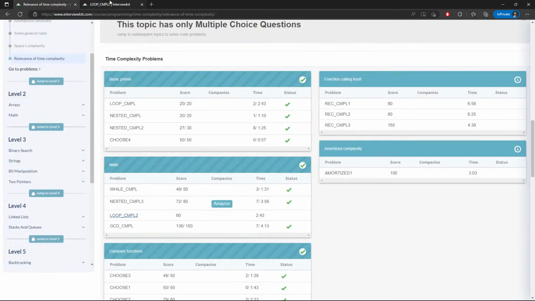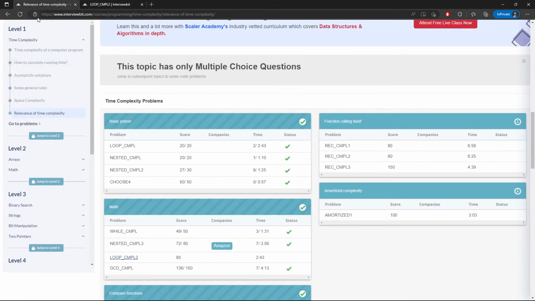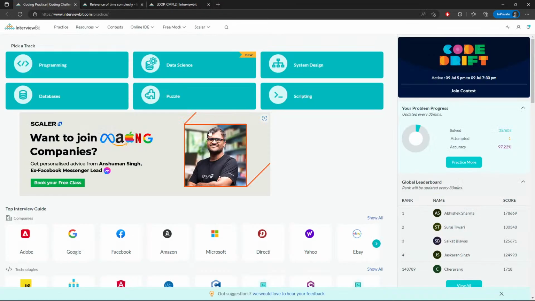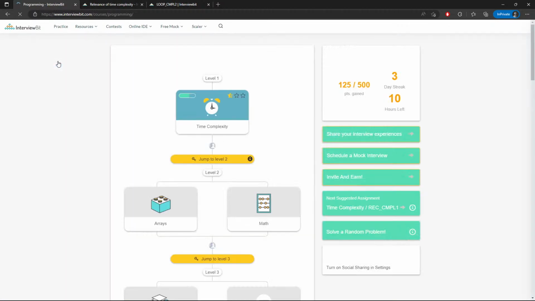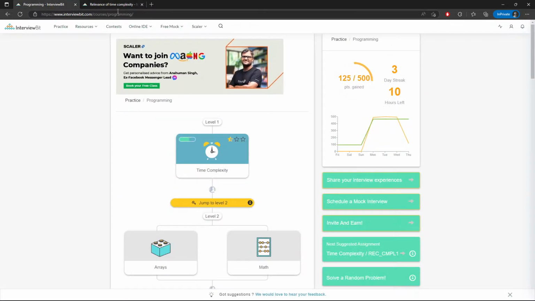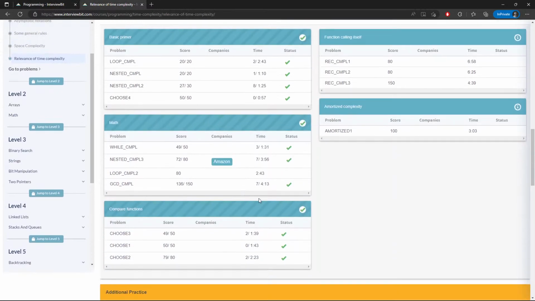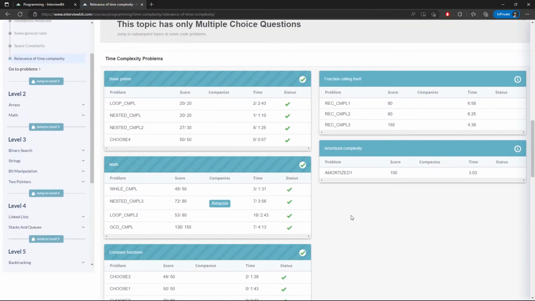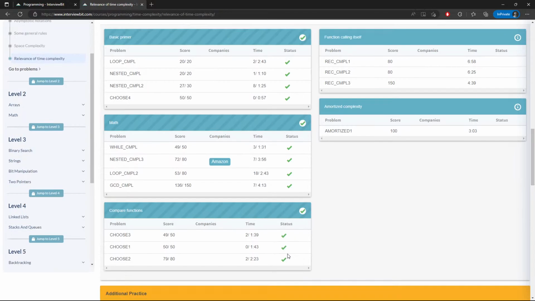How many points do we have right now? 125. Good, we're doing very good today, actually. Alright, we completed these three sections. I'm not sure whether we can do the next ones because they involve recursion and something else.